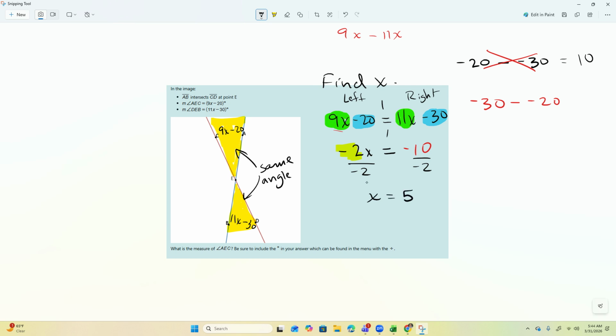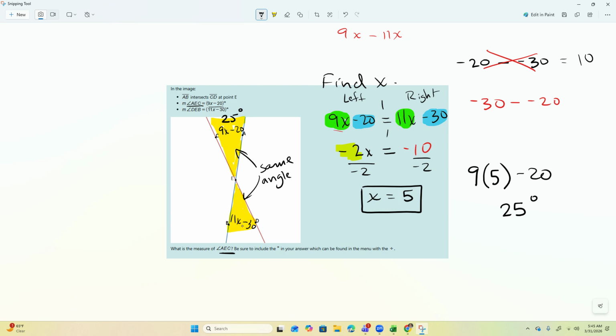Okay. Now that you have the value of x, now we can find that angle AEC. And angle AEC, as you can see right here, is 9x minus 20. So what you're going to do is, using your calculator, you're going to write it like this: 9 parentheses, now the x is 5, minus 20. And when you do this in the calculator, you're going to get 45 minus 20. This is going to be 25. So angle AEC is 25 degrees.